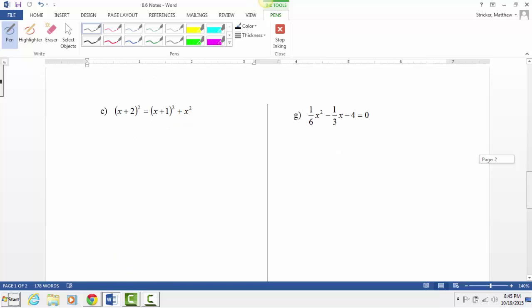I have a few more here. So the next one, again, is ugly, and I'm not going to go all the way through this one, but I want to talk about how to get it in the right form. This is definitely not the right form, so what we want to do is multiply out.